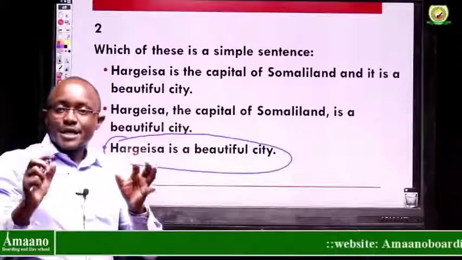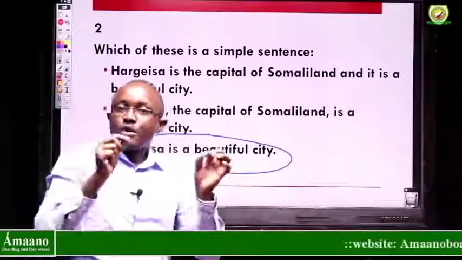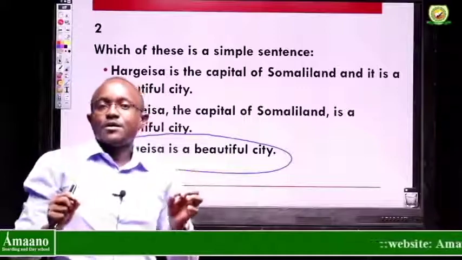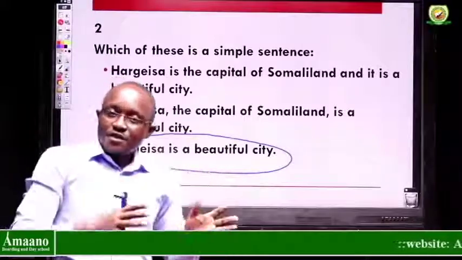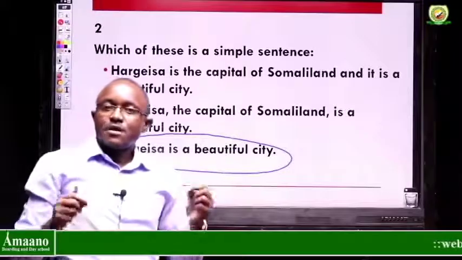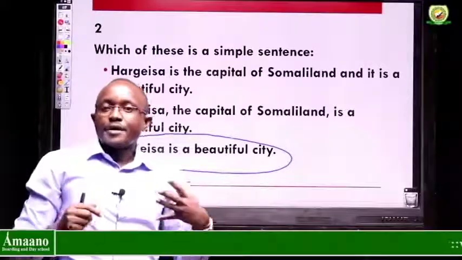So in a nutshell, see which particular types of sentence you are going to choose while constructing your essays or any composition you're writing. Otherwise, have a good week and stay safe.